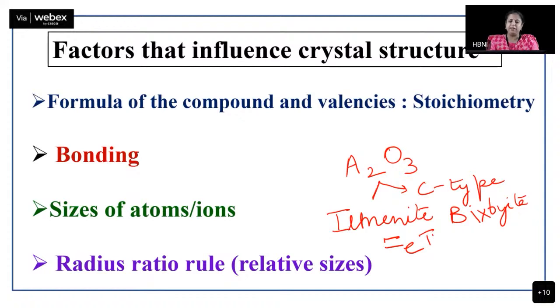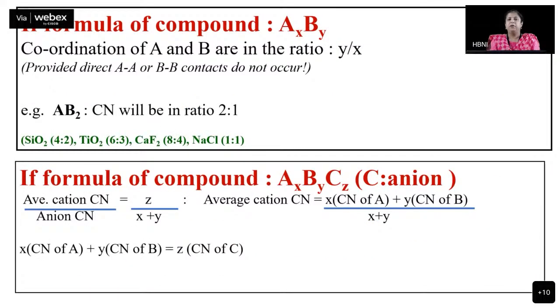So as I said, the various factors that influence a crystal structure are the formula of the compound, that is the stoichiometry of the cation and anion, the bonding, whether it is more ionic or more covalent, the size of the atoms and ions involved, as well as the relative sizes of the cations and anions. Now, when we say structure, an important part is the coordination number of cation and anion. Most of the time, if we understand the coordination number preference of cations and anions, then we can also guess the structure.